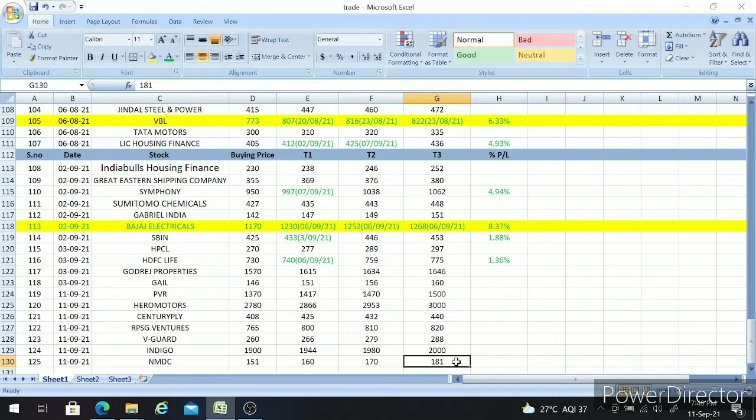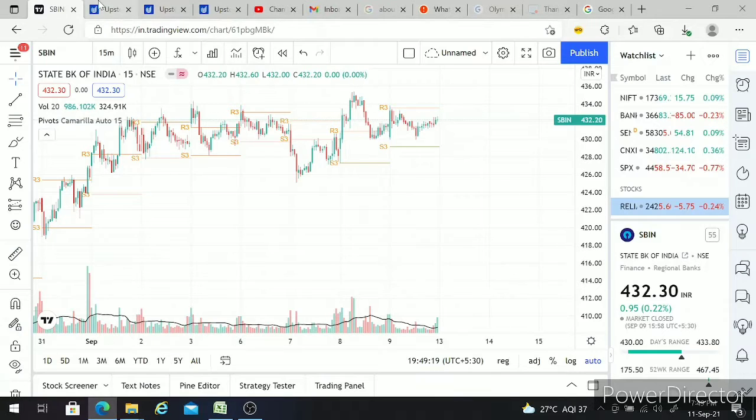Okay, so now we'll discuss the technical charts. As I told already, for a few stocks like PVR and Hero Motors, I've already shared the charts, and the NMDC one also, in the Telegram channel. Those who want the charts can join the channel and see them there itself. And now we'll go for the remaining stocks for the technical analysis.